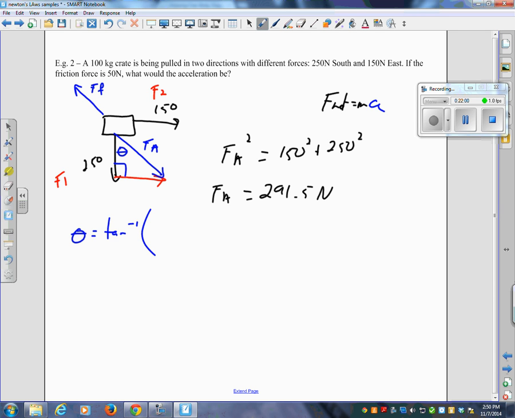Tan stuff, remember that? Opposite over adjacent. Which one is opposite? 150. Adjacent, 250. Oh, can you believe it? I don't have an angle on my solution page. 30.96? Okay, 31 degrees, we'll round that one. And that would be what? South, and then, remember all this stuff? South, 31 degrees towards the east.